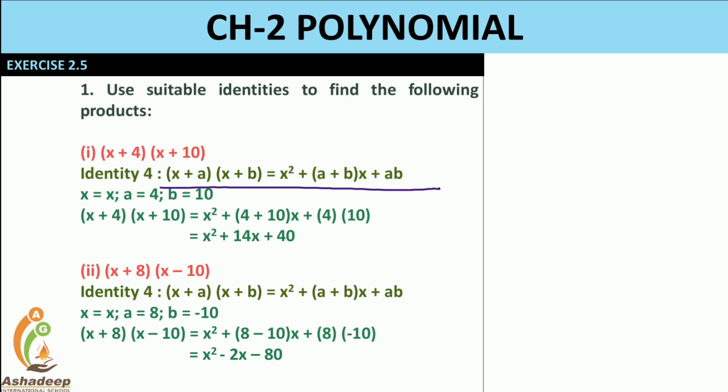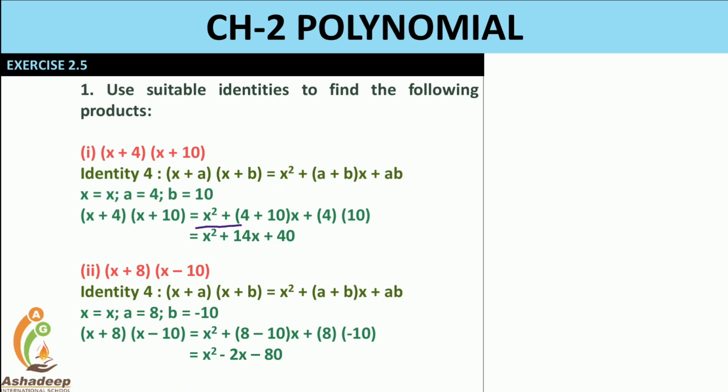So in this identity, wherever you find a, you put 4. Wherever you find b, you need to put 10. Simple. So here x square, instead of a 4, instead of b 10. Why? Because you need to compare this x plus a with the x plus b. So a is equal to 4, b is equal to 10, and x is equal to x. So wherever you find x, you need to put x.